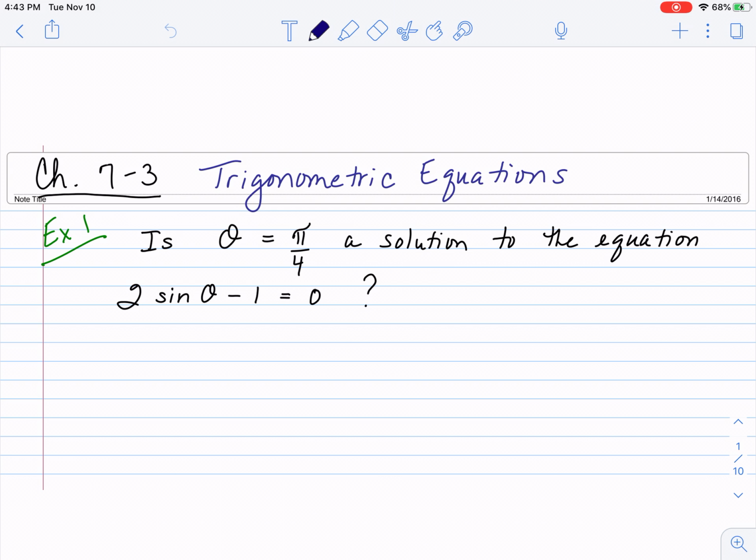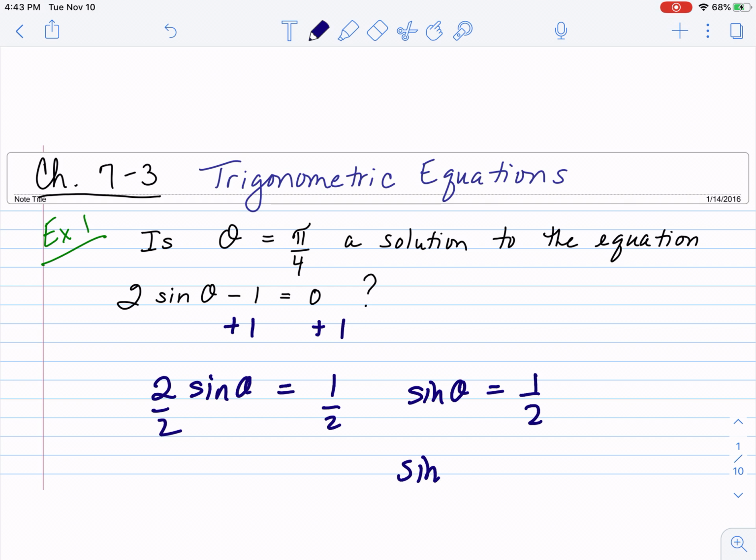Here are the notes. Is theta equal to pi over 4 a solution to this equation? Now, I know we did this already, at least one of my classes did. We wanted to get sine theta by itself. Divide by 2, sine theta is equal to 1/2. And what we talked about is, is the sine of pi over 4 equal to 1/2 when I plug that in? And the answer is no.